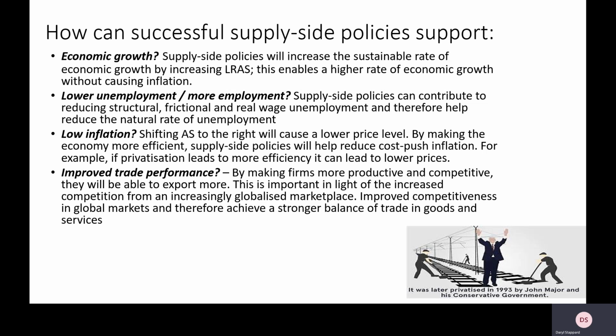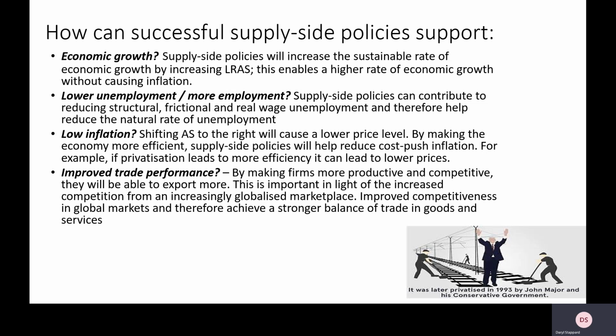Now, the next one, the idea would be that supply side policy also should support jobs. If it's giving people better skills, then people can escape structural unemployment. If we take away people's benefits, it will reduce frictional unemployment, that time between jobs. And what this will do, it will help incentivize that growth in labour markets and reduce that natural rate of unemployment by removing frictional and structural unemployment from the economy.